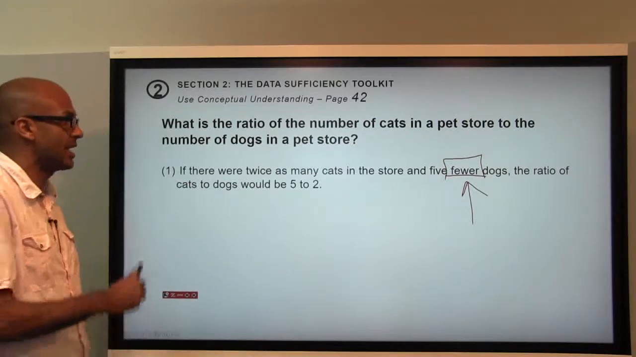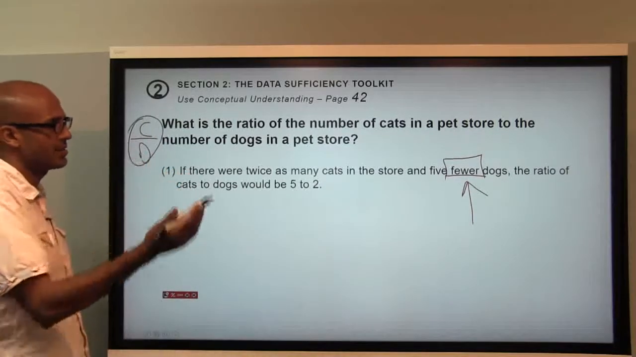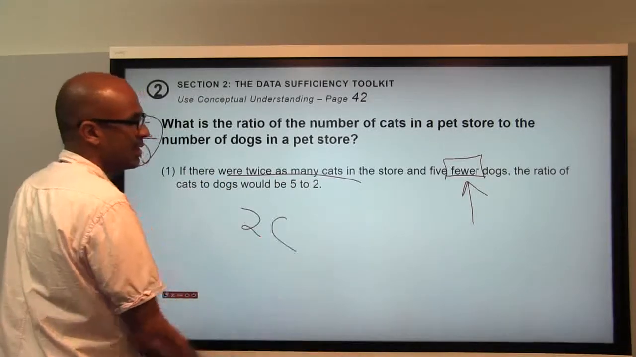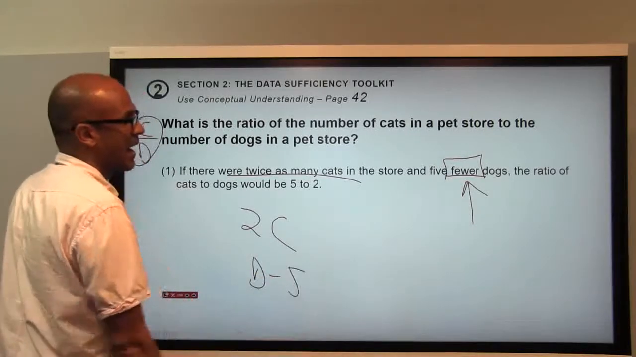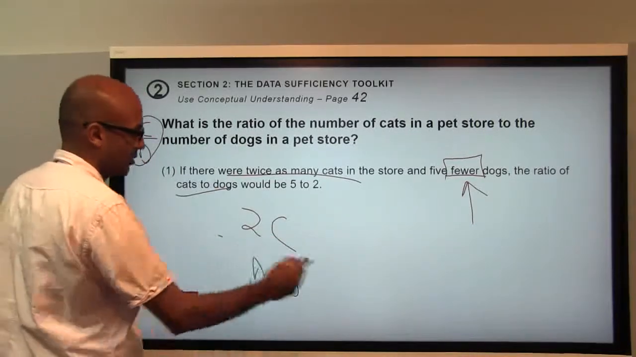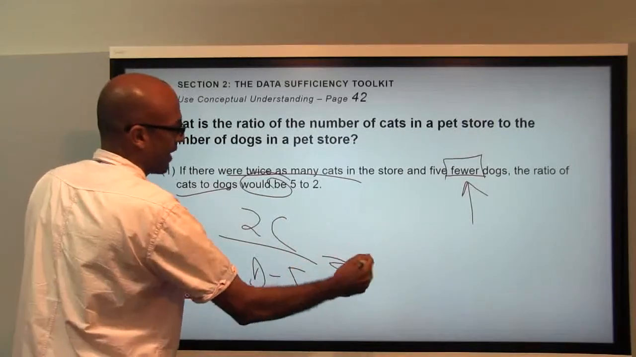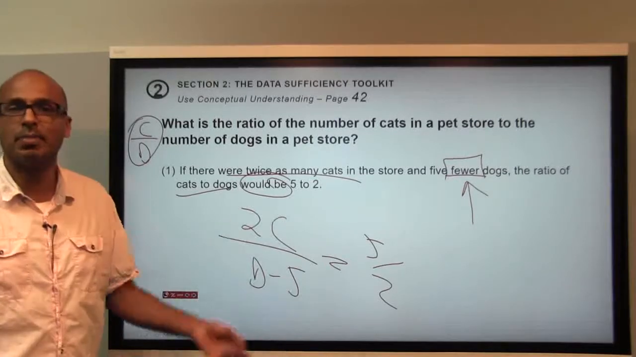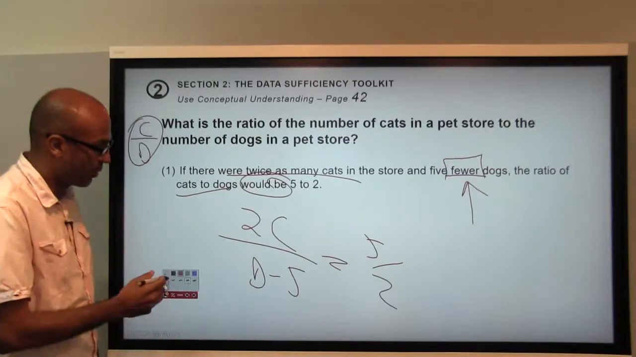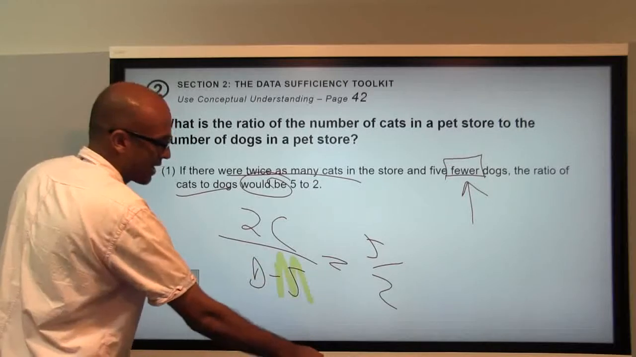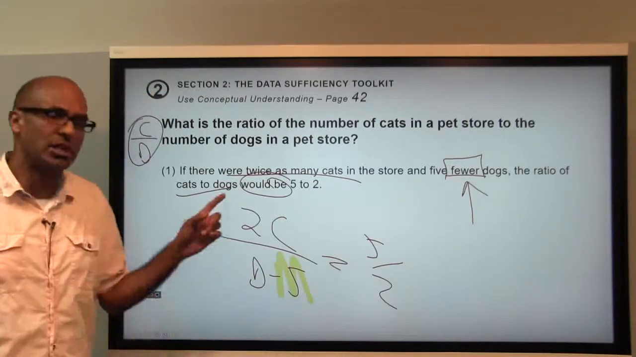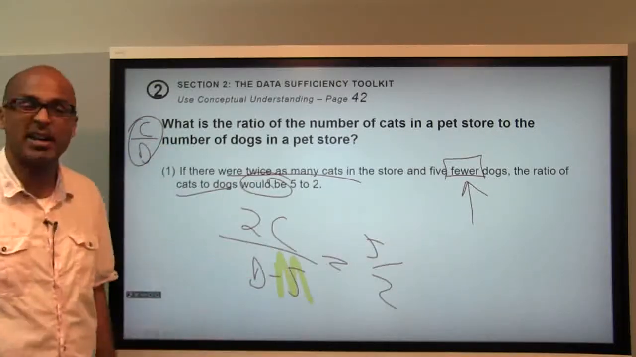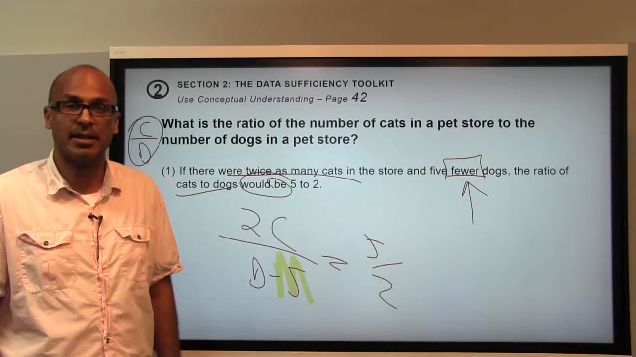And thus, if I translate this as I go, what is this? The ratio of cats to dogs, C to D, use variables that mean something. Statement number 1, if there are twice as many cats, 2C, 5 fewer dogs, that's a D minus a 5. The ratio of cats to dogs would be 5 to 2. Now, can I sit here and manipulate this so I get C over D? Hell no. Why? Because of this nasty minus 5 staring at me. I'm not going to do a lick more of algebra. All I need to do is understand from a big picture perspective what I got. And that's it, guys.